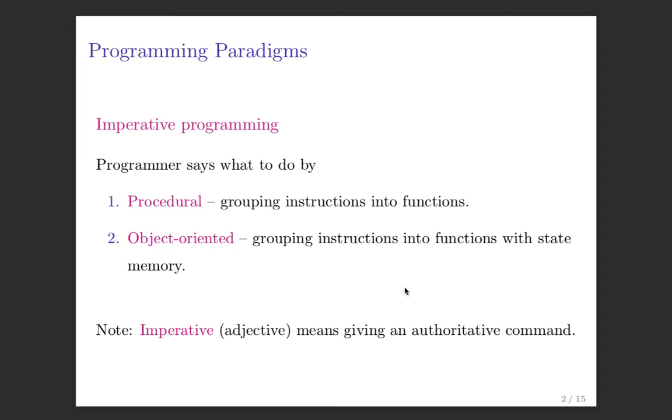If you give the function persistent memory, then it can become an object. So if we group instructions along with memory, we get an object. And that's the second type of imperative programming. The word imperative means to give an authoritative command. So it makes sense here, right? What we're doing is imperative programming, because we're just saying do this, do this, do this, and do this. We are responsible for telling the computer to produce something that we want.